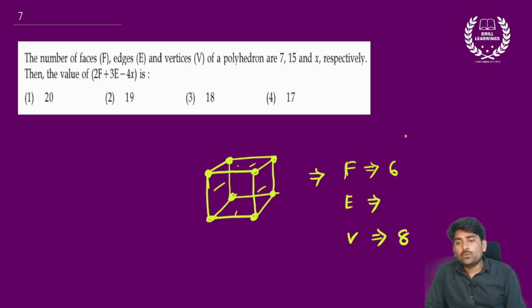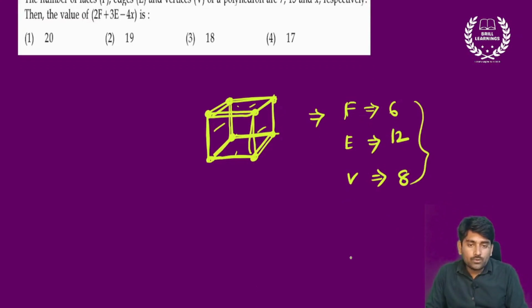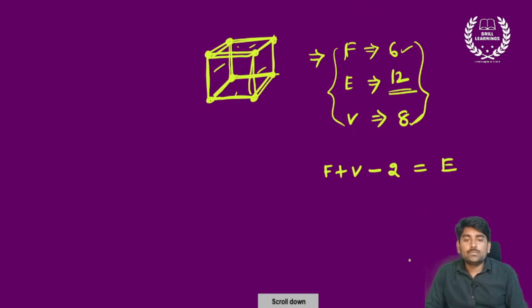How many edges do we have? 1 2 3 4, 5 6 7 8 9 10 11 12. In total we have 12 edges. If you observe these three values, add up these two values and deduct 2, you will get this value. If you add faces and vertices and deduct 2 from this value, you will get edges. So this is the relation here.